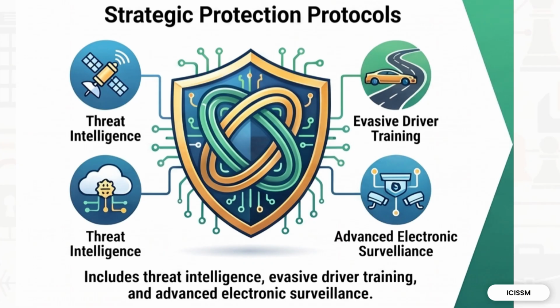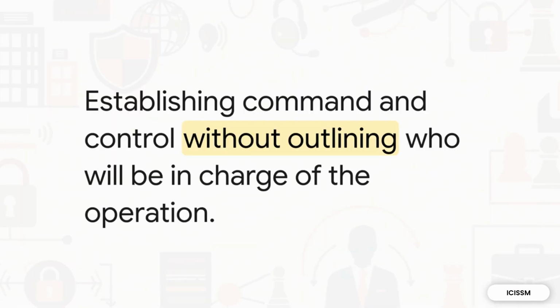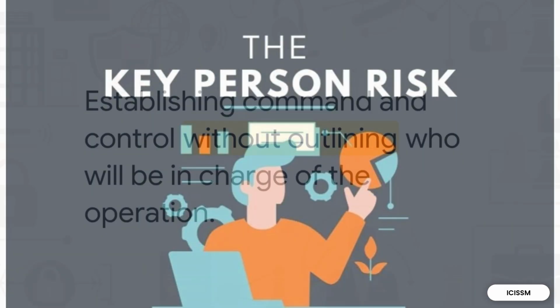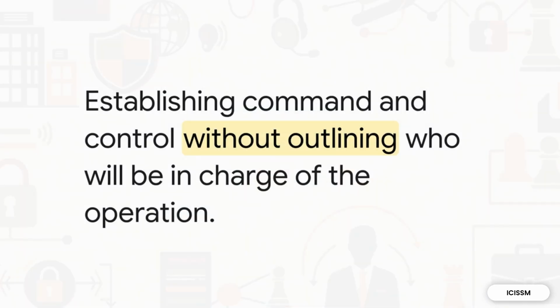But watch out, because there is a literal, fatal flaw you can hit here. A protection plan is completely useless if you establish a command and control center without outlining exactly who will be in charge. Seriously, you can have all the high-tech equipment in the world, but if that chain of command isn't crystal clear before a threat happens, the entire KPP plan will just collapse under pressure.